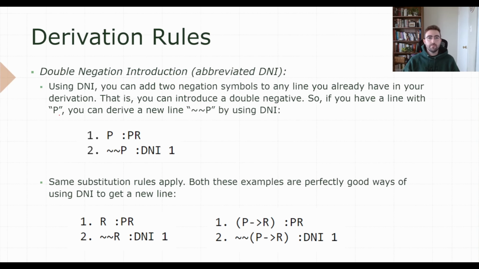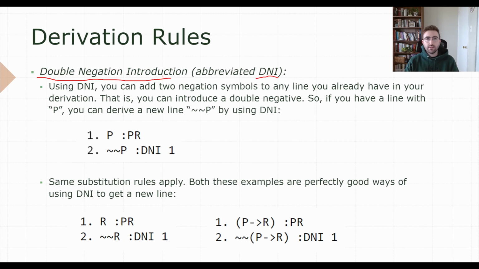Okay, so now we are going to talk about our double negation rules. So the first one we're going to talk about is double negation introduction. We're going to call this DNI, right? Now this one is easy enough to understand. All it means is that you can add two negations to any line you have. You can add a double negation, right? You can introduce a double negation to any line you have.